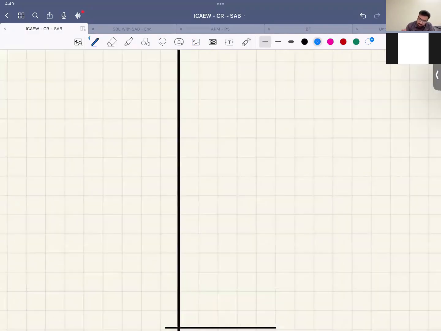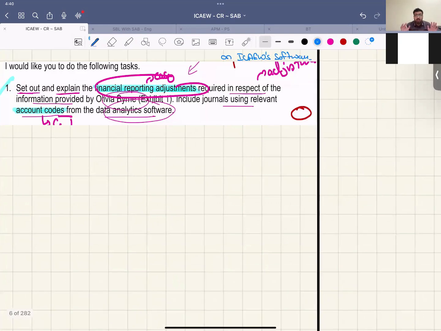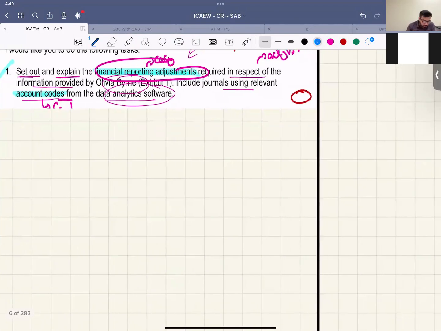This is the requirement. Financial reporting adjustments. I believe that you know that they capitalized all the cost, which was incorrect. We don't know about the marks, so we should be writing the maximum we can. Yes, you have to manage the time without losing any time. Why are you not drafting or typing it on the ICAEW software? At this level, the software practice doesn't matter that much. It's the knowledge that you want, but for you guys, I'll be doing it.